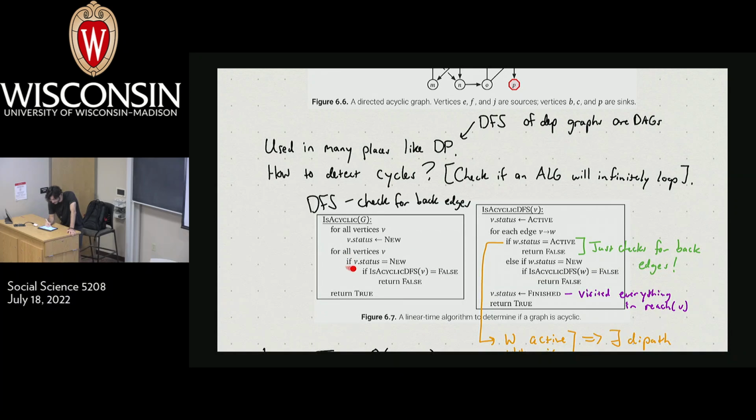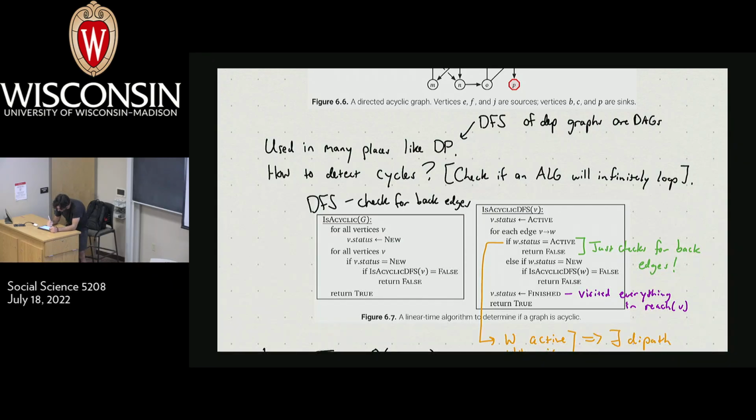If V.status is new, that's the same as it's unmarked. If it is, then we're going to do DFS, but specifically with a check to see if there's a cycle. And if there is a cycle, which means this thing will be false, then we return false. So if we found a cycle that touches V, then we found a cycle in the whole graph, so we output false. Otherwise, if every single path does not end in a cycle, we return true, because that means it's acyclic.